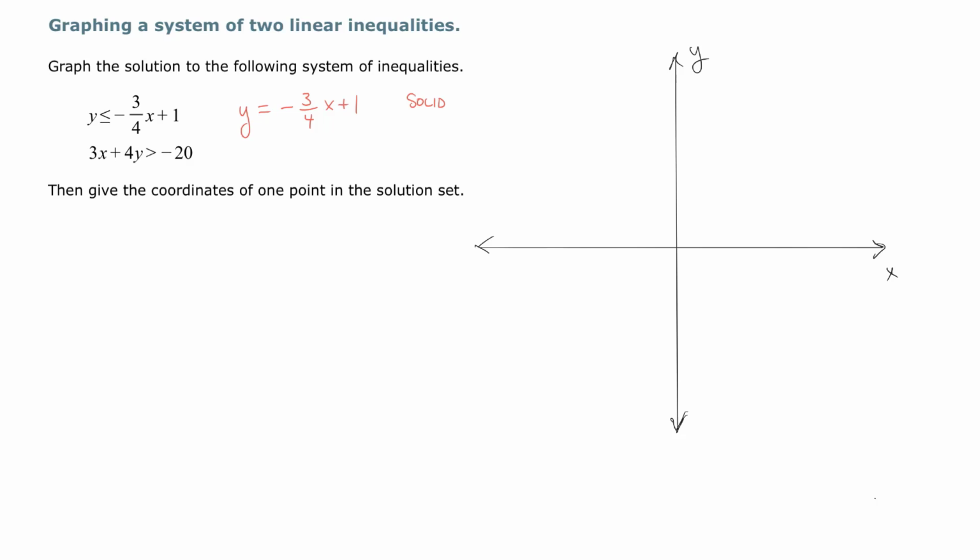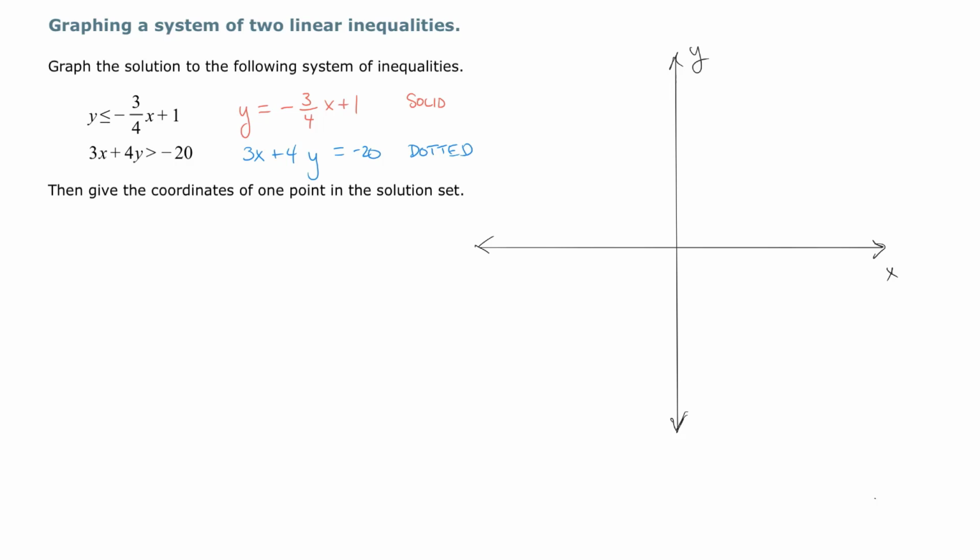How about the second line? What does the second line look like? The second line is simply going to be 3x plus 4y is equal to negative 20. And this one is going to be dotted because there is no equal symbol in this inequality. Right here, it's just strictly greater than, so it's going to be dotted.